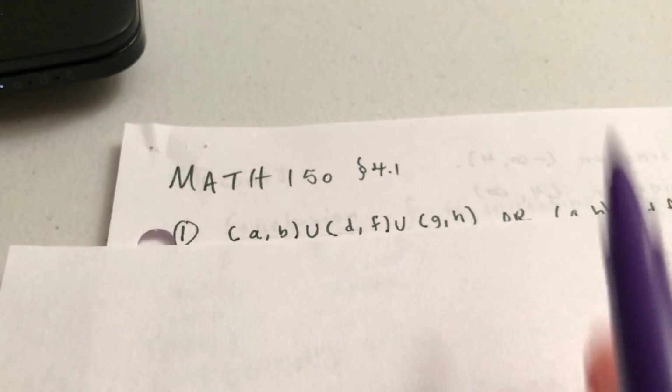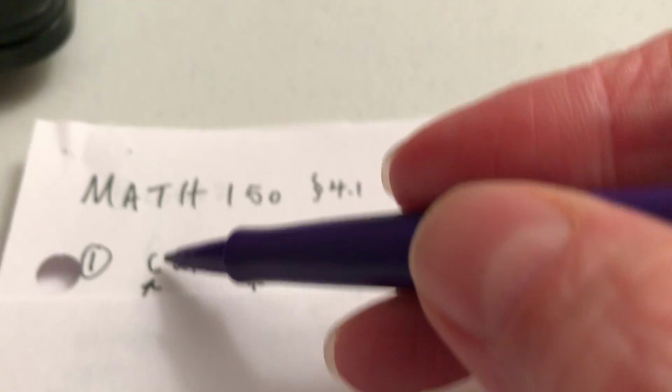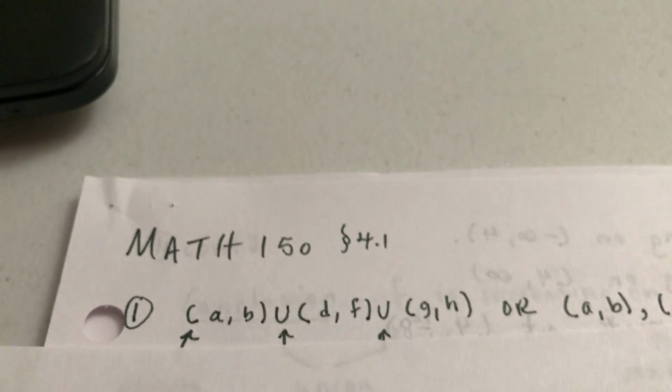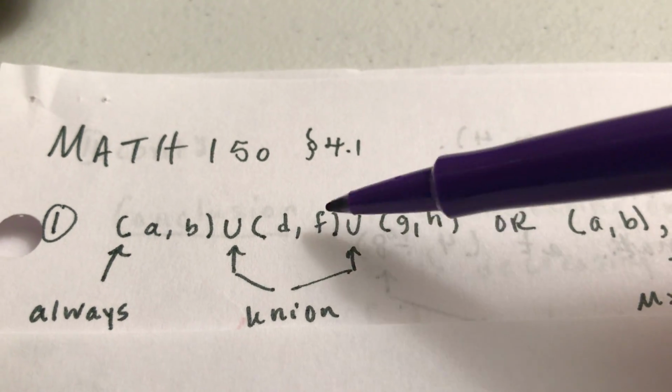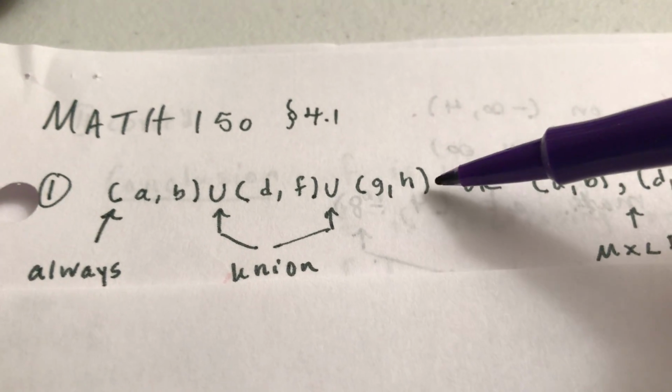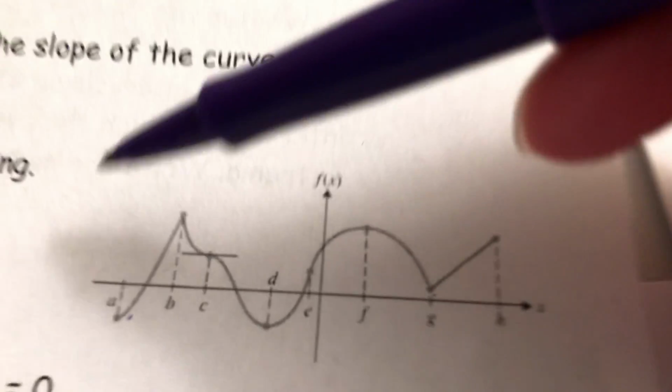So I'm going to come over here and take a look at my notes. This is how we write this. This is the answer to 1. The function is increasing on the interval open a to b, union, parenthesis d comma f, union g comma h, parenthesis. So that is how we write increasing from a to b.